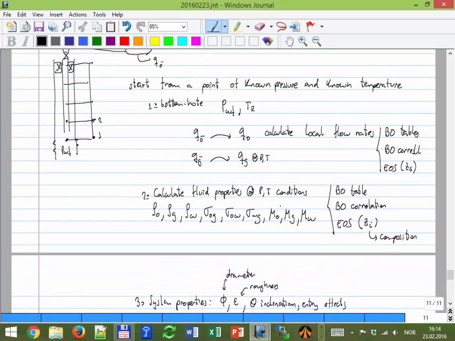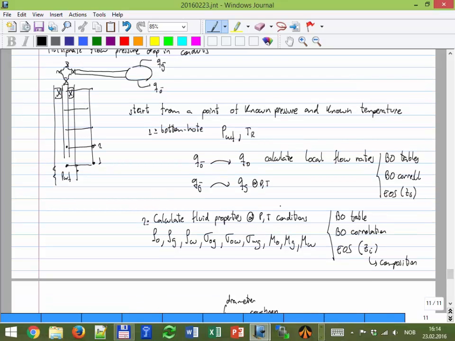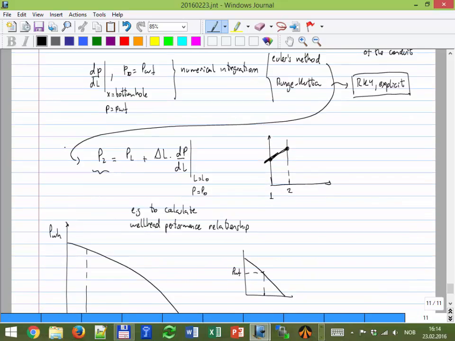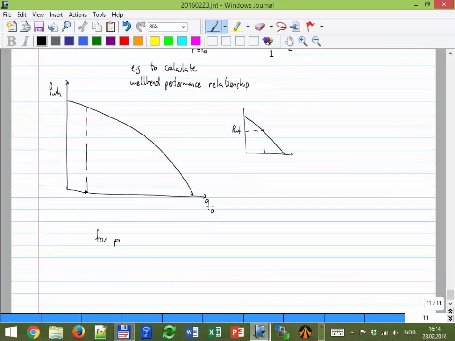But there is something that we are missing. What are we missing here? We repeat now, instead of departing from point 1, which is the flowing bottom hole, now we go from point 2. What do we need? Temperature. We have to know also how the temperature reduces in the tubing, and that's kind of a big issue. So for point 2, I repeat the steps, but I am missing T2. So where can I get T2 from? I can assume a temperature distribution.